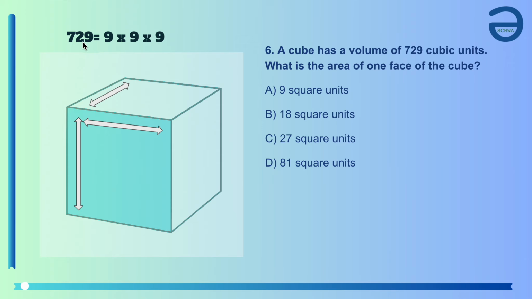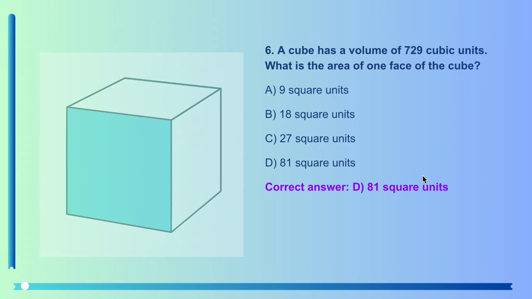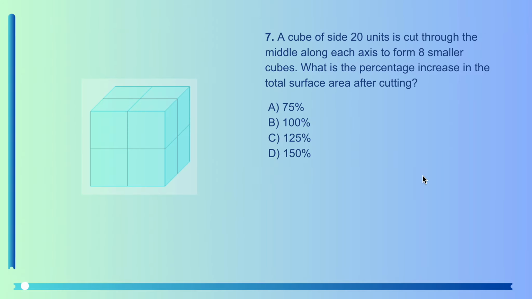So 729 is this, it's the cube. So each of these sides is 9, length, breadth, height, because in a cube they're all equal. So we need to find the area of one face. We already know the side is 9, so 9 into 9, it's 81 square units. Area is 81, that's your answer. Let's go to the next question.